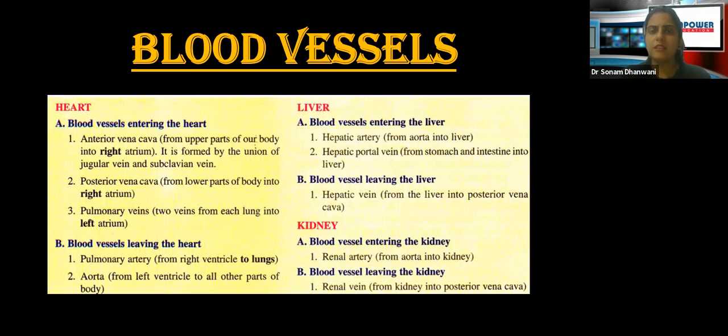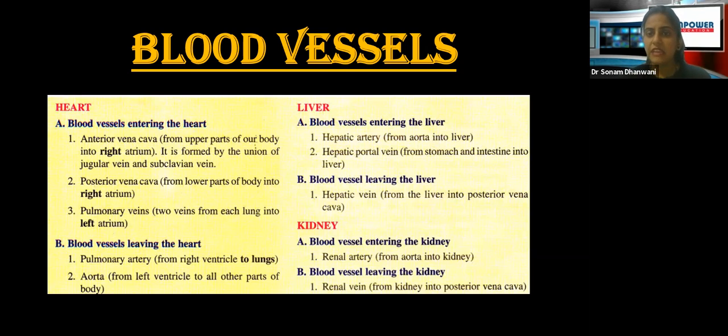Now coming to next, the blood vessels of the liver. Blood vessels entering the liver are the hepatic artery and hepatic portal vein. Hepatic is nothing but with regards to the liver, right? जैसे हम pulmonary बोलते हैं is related to lungs, so similarly hepatic is related to liver. Blood vessels entering the liver are hepatic artery and hepatic portal vein.